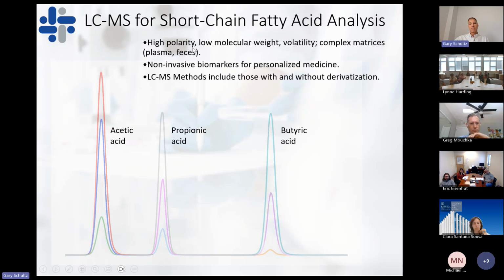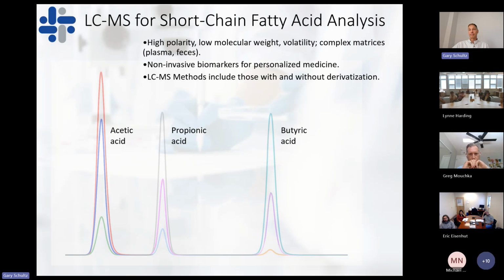They're highly polar species, very low molecular weight, with some volatility. So we've got to keep that all in mind as we develop these methods. But they're present both in plasma and feces and lots of other bodily fluids. The benefit of these is that they're non-invasive biomarkers and can be used for personalized medicine. And there are multiple ways that these have been separated and analyzed by LC-MS, including derivatizing or not derivatizing these analytes, depending on the needs for sensitivity and selectivity for the method.